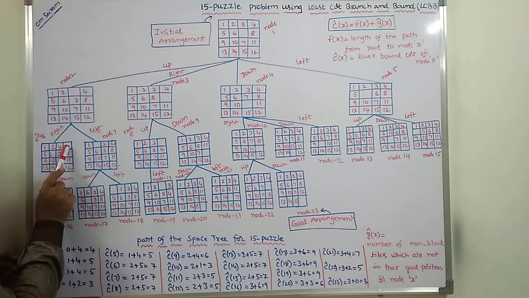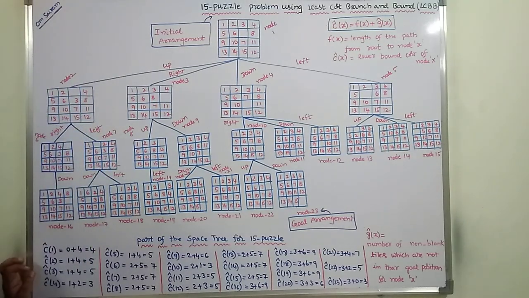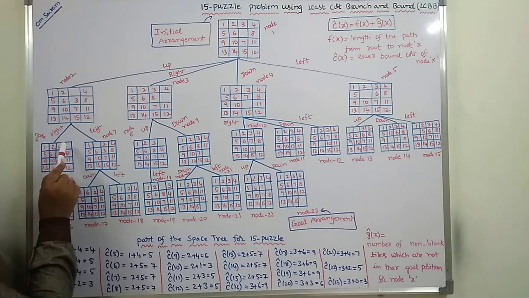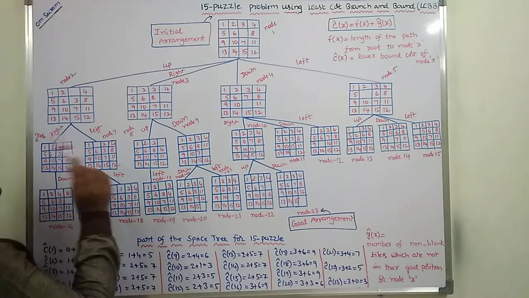If we move to right direction, we are getting node 2. Okay, so only down direction is possible. So the empty tile can be moved to down direction, eighth tile can be moved to this place, empty tile can be moved to this place. So this is node 16 we are getting. Okay, now consider node 7.